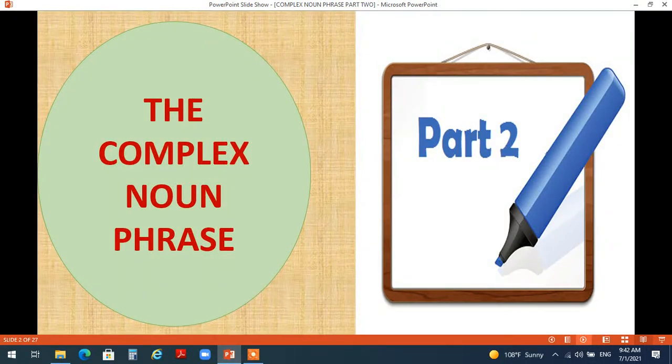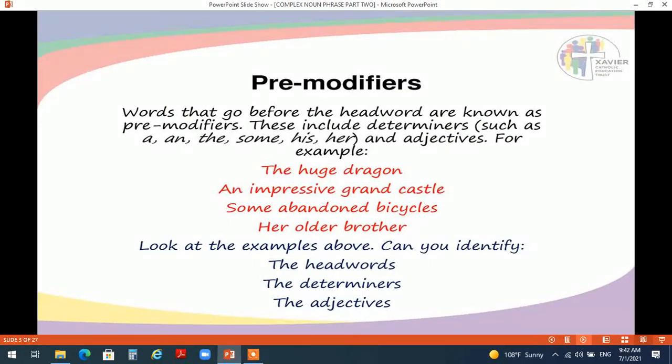In this lecture, we are going to continue our discussion of the complex noun phrase. So this lecture will be part 2 regarding the complex noun phrase. In the previous lecture, we have discussed the complex noun phrase from the point of view of post-modification, and we have learned what post-modification means and what are the means by which post-modification can be realized in English. In this lecture, we are going to study pre-modification in English, and then we will move to Arabic.